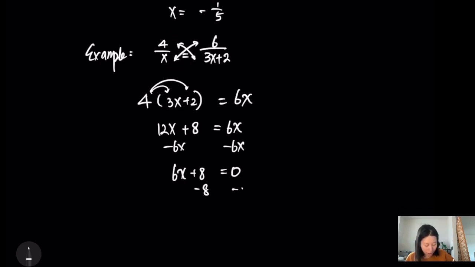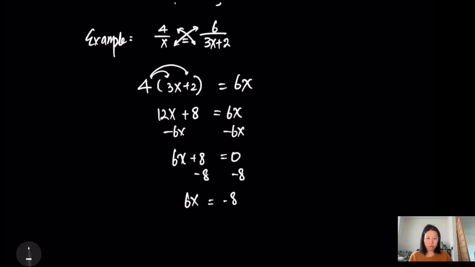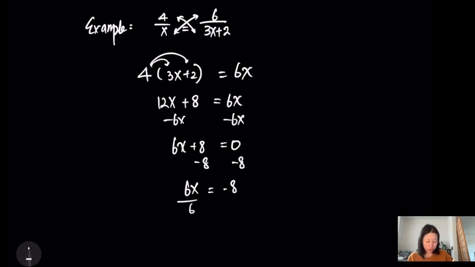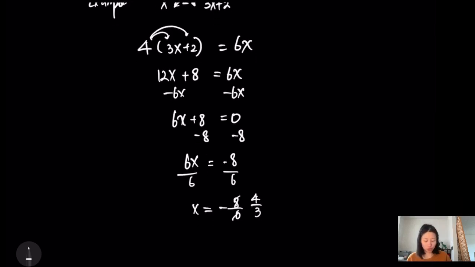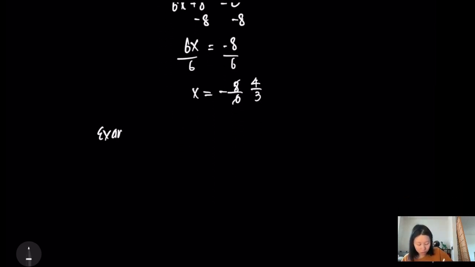We can subtract 8 on both sides. I have 6x equals -8. Now divide both sides by 6. So x is equal to -8 over 6. Simplify it, which is 4/3. So our solution is x is equal to -4/3. Now, you might notice that this is very useful, even though you're solving a fraction with variables on both sides.